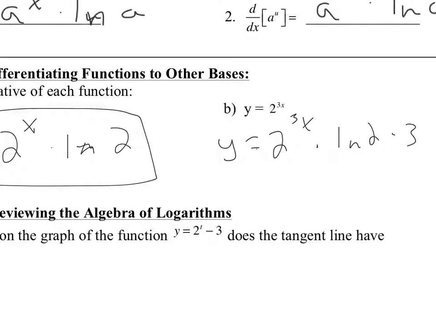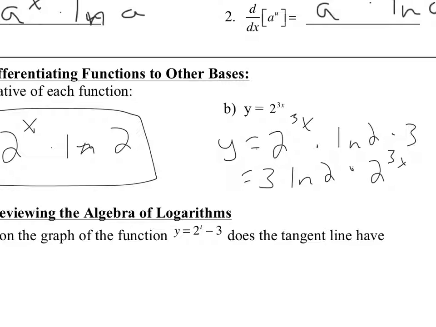All you can really do is keep your terms as separate as possible. So what do we mean by that? Well, you can't combine anything with this base of 2 because it's just not the way it works. So the only thing that you can really do to make this look a little better is 3 times the natural log of 2 times 2 to the 3x.